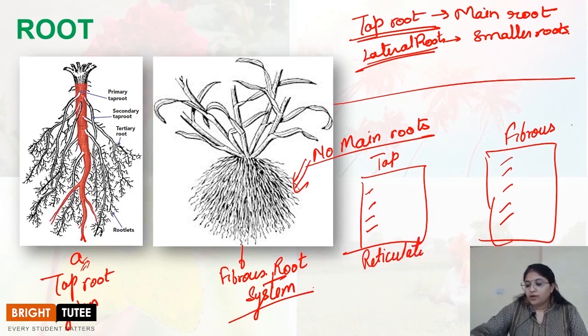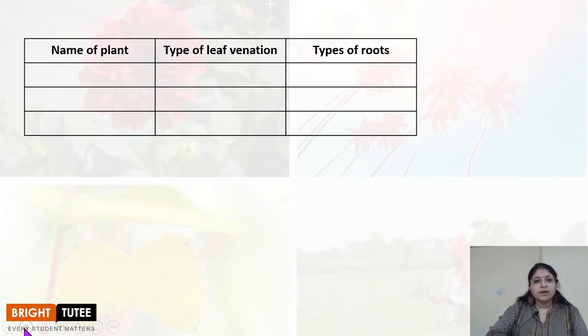Whereas when you look at the fibrous root system, you will see that the venation is parallel, right? This is something which you will observe. You can see over here also, the plant has a main midrib, and then you have the parallel venation. So the fibrous root will have parallel venation and the taproot will have reticulate venation. With this you can fill this table.